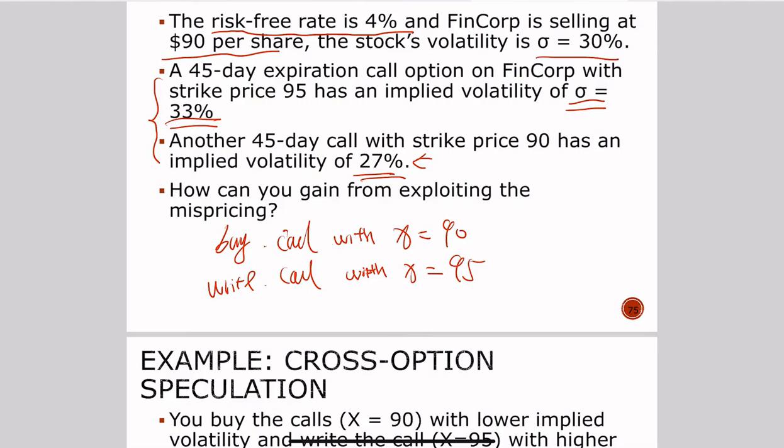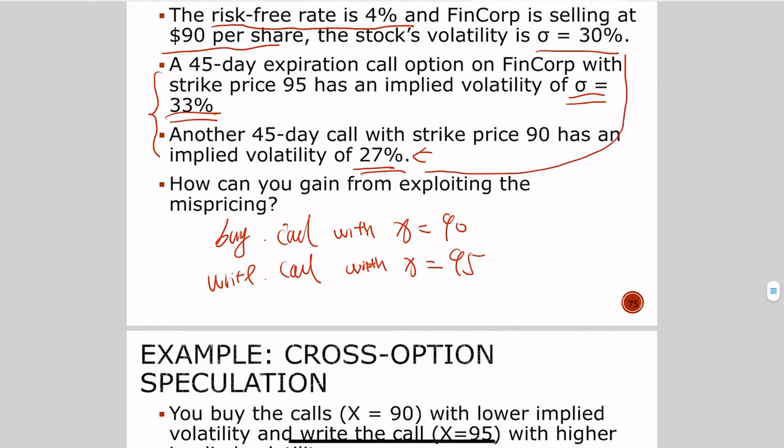You're betting that the 27% volatility will increase to, let's say, 30%. And you're betting that this 33% volatility will decrease to 30%. So you're betting on a convergence of implied volatilities. You're not trying to bet anything on the stock price movement. So if you're trying to build this long-short position in call options, you will want to hedge away stock price movement. So how do you do this?